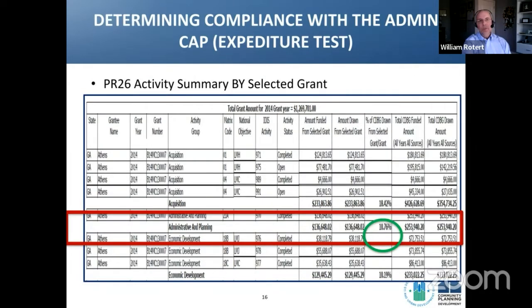Okay, here's an example of a PR26 report for a particular grant. I think this one is for a 2014 grant, but obviously the same thing would apply currently. You simply scroll down and you can see in that column that's circled, that is a calculation of how this grantee was doing for that particular grant year in terms of their overall administrative and planning expenditures. Next slide.